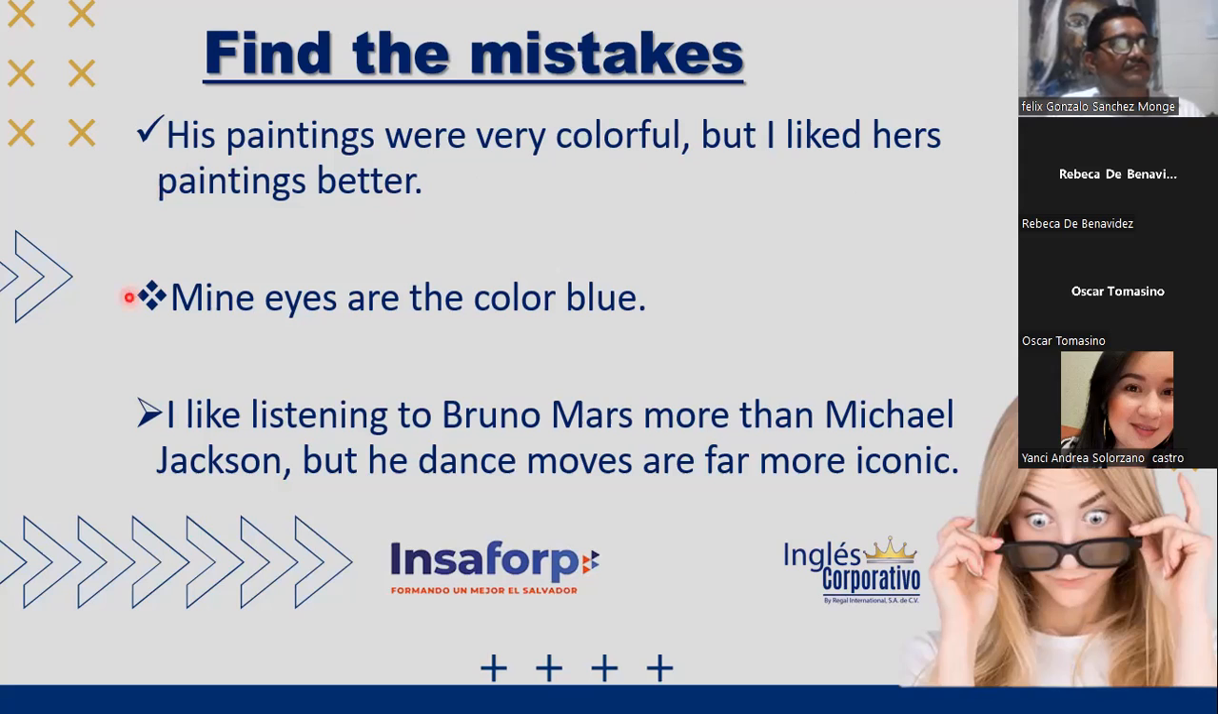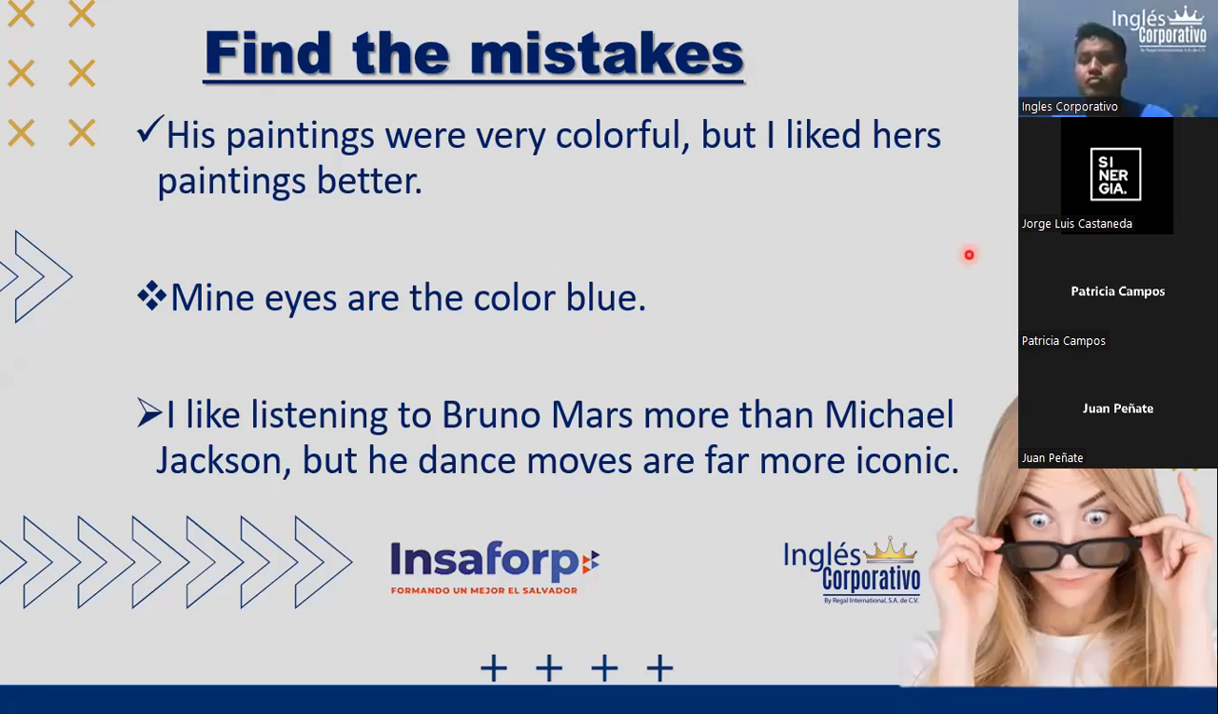Now, in number two, this one right here is very easy. The error is mine. Instead of mine, we use which one? My. Correct. My, the letter M and the letter Y. My eyes are the color blue. That's it. Now, yes, sir. Number three. Yes. A question. Yes. My eyes are the color blue.